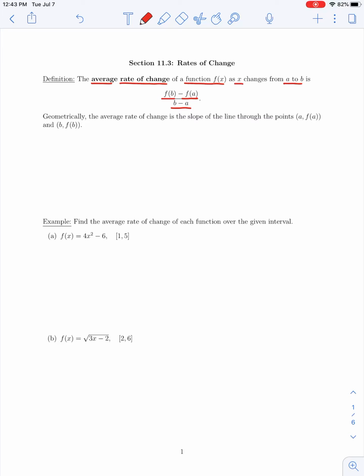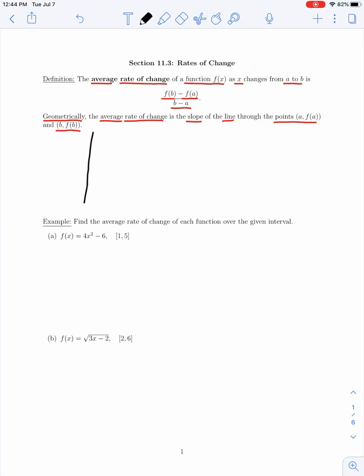So this numerator gives us the difference in the values of the function at x equals a and b, and then we divide by the difference in the x values a and b. So let's think about how we could interpret the average rate of change geometrically. So geometrically, the average rate of change defines the slope of the line passing through the points a, f of a, and b, f of b on the graph of some function. So let's see if we can visualize this.